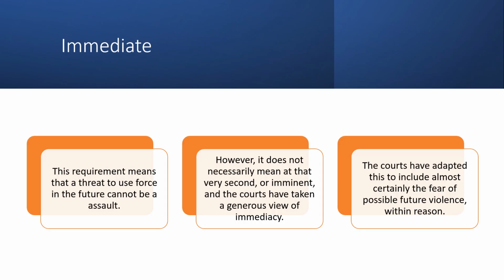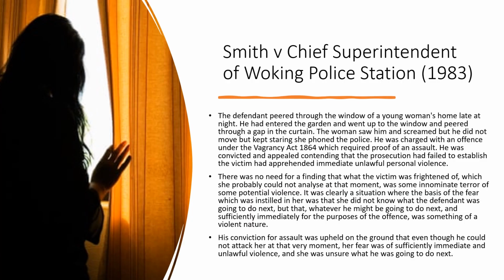So normally this requirement means that a threat to use force in the future cannot be an assault. So for example, if I said I'm going to kill you next week, that's not an assault because there's a time gap. However, it doesn't necessarily mean all the time that very second or imminent, and the courts have taken a generous view of immediacy. Now, the courts have adapted this to include almost certainly the fear of possible future violence, but within reason. So what we're going to see is sort of a bit of kind of stalking cases and so on, where the fear of the unknown almost becomes immediate.